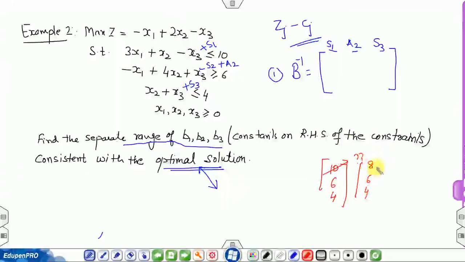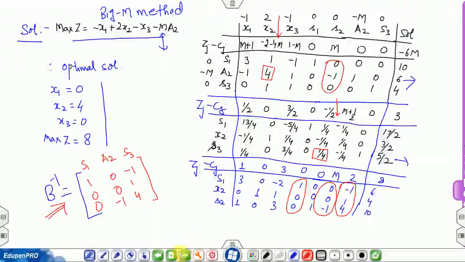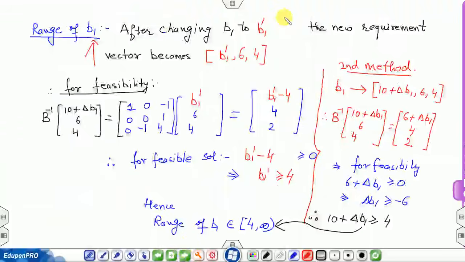Okay, so is the optimal solution the same, or can I replace this number with minus 3, 4, 3, 6 and 4? Does the optimal solution remain the same or not? So it means we need to find the lower and upper limits of this B1, B2 and B3. So that is quite simple again.